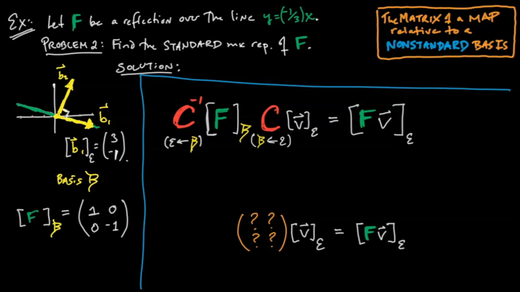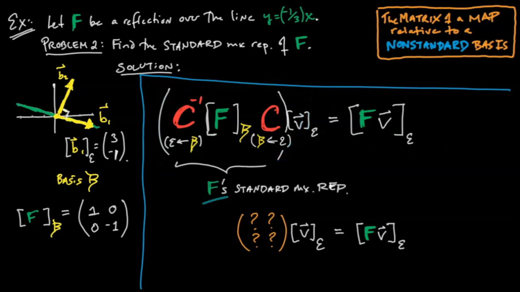And so now we've done it. We were looking for a matrix that transforms the English description of a vector into the English description of its image. Well, here it is. This crazy looking thing does precisely that. So that means that this thing is F's standard matrix representation.